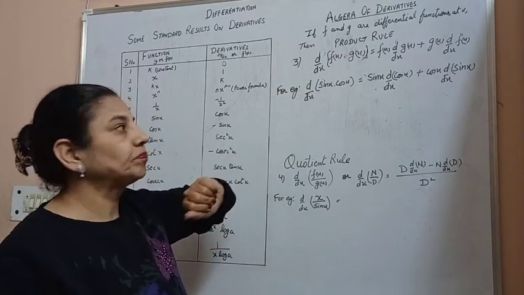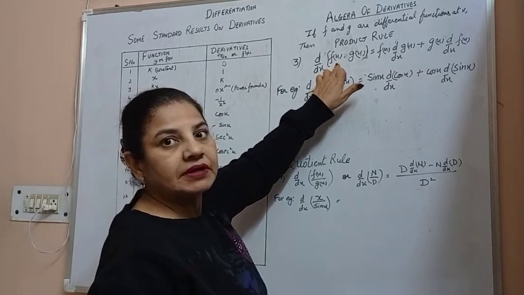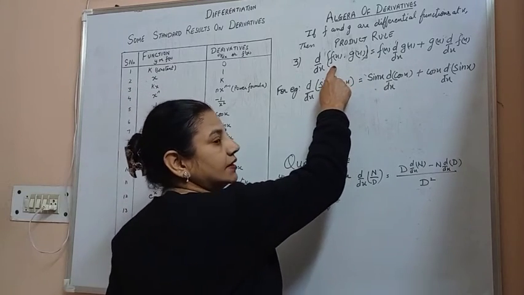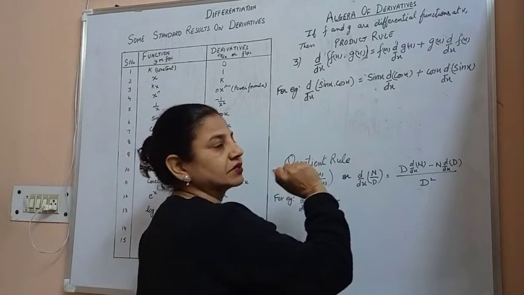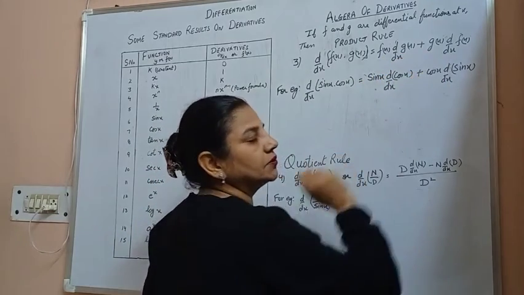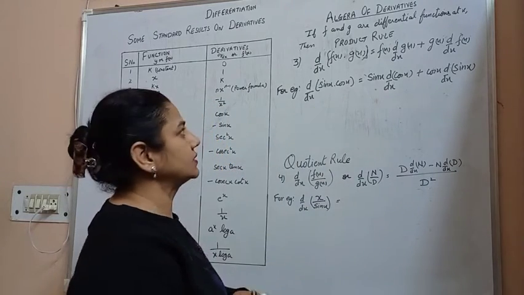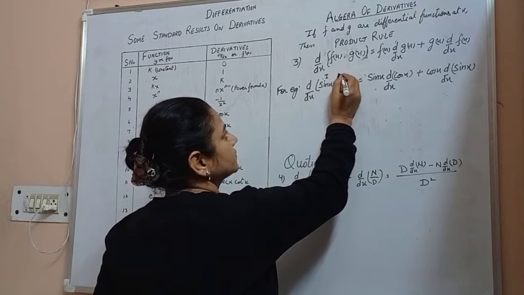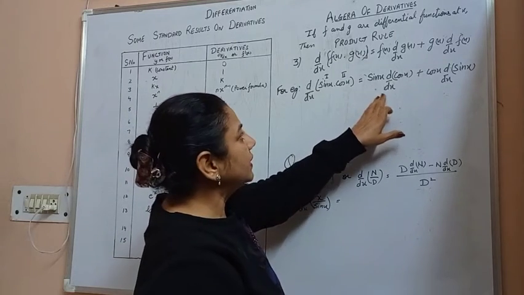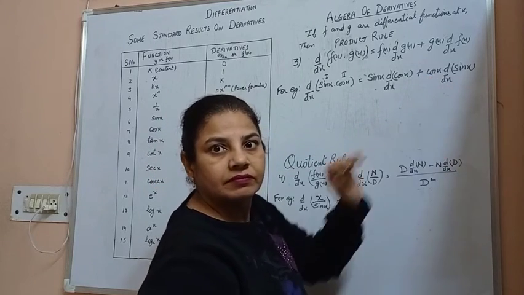Next is the product rule. d/dx of the first function multiplied by the second function, f(x) into g(x): let f(x) be the first function and g(x) be the second function. Then the result is the first function into the derivative of the second function plus the second function into the derivative of the first function. For example, we have the function sin x into cos x. Let us consider sin x to be the first function and cos x to be the second function. Then the derivative is given as sin x into d/dx of cos x, plus the second function cos x into d/dx of sin x.